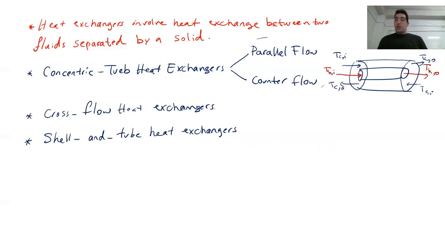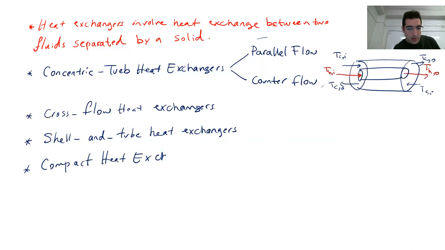Then you have a shell that carries one fluid, and inside it has tubes, and inside the tubes you have the secondary fluid, hot or cold, and there are baffles to improve the mixing and turbulence to have the heat exchange maximum between the two fluids. Another type is compact heat exchangers.